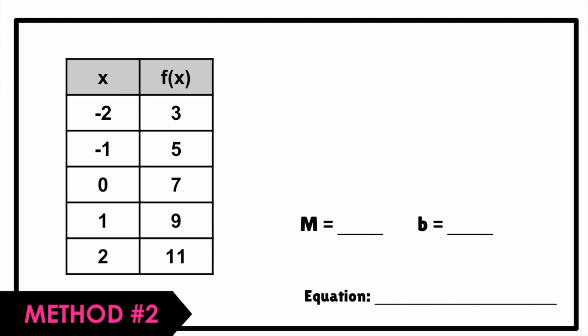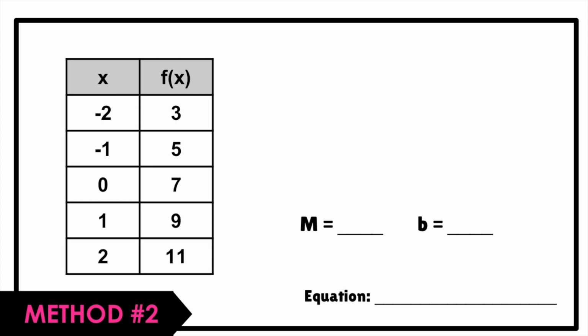For the second method, you'll notice we're using the same exact table, but there's one thing that's different about this table. Instead of seeing y up here, we're seeing f of x, or f parentheses x. This is the same as y equals. It's just what's referred to as function notation. But if you ever see this, then the only thing that would be different in your equation is that you're putting f parentheses x instead of putting y.